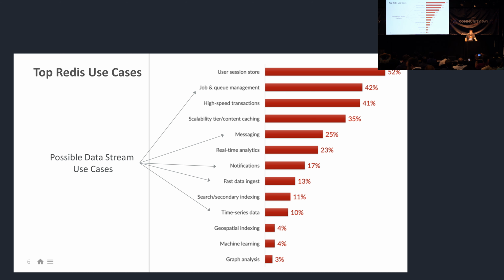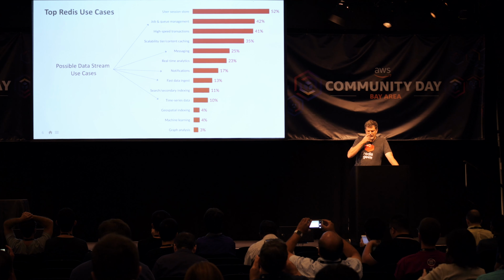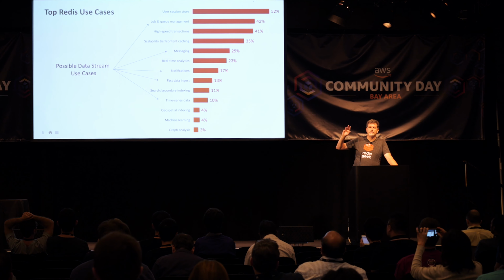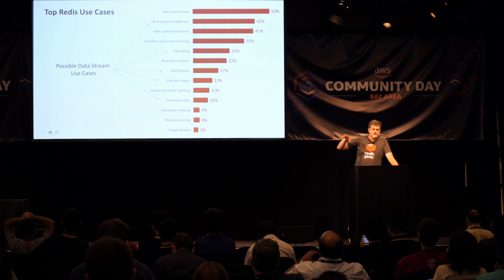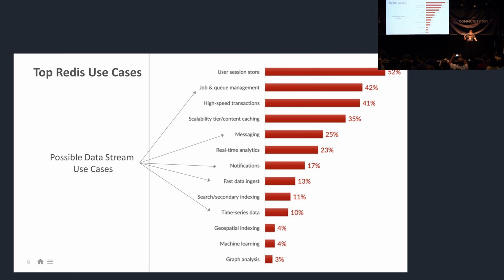So we're talking about PubSub and streams, and most of this is going to be about streams. But I just want to mention that there are a lot of very popular use cases out there, and here are some of them. I don't know if you can read that, but user session store is very popular. Job and queue management, very popular. High-speed transactions, of course, caching, messaging, notifications, fast data ingest, time series data. A lot of these are actually appropriate for streams. We're starting to see some of these use cases that were performed by a different Redis data structure now being performed by Redis streams.